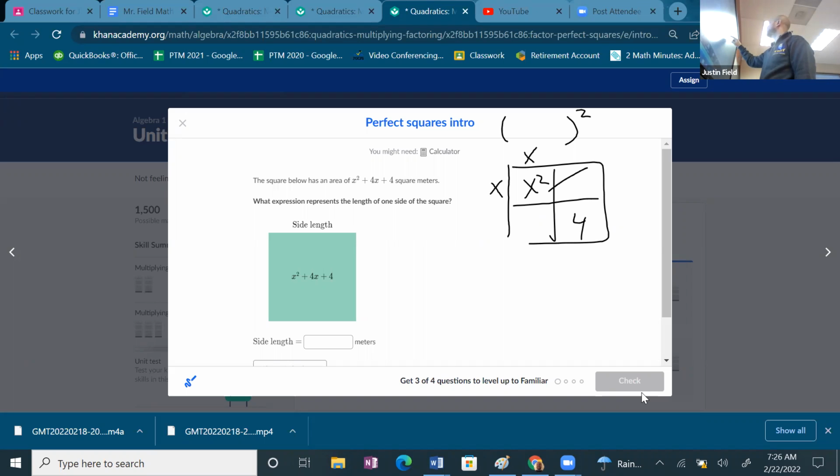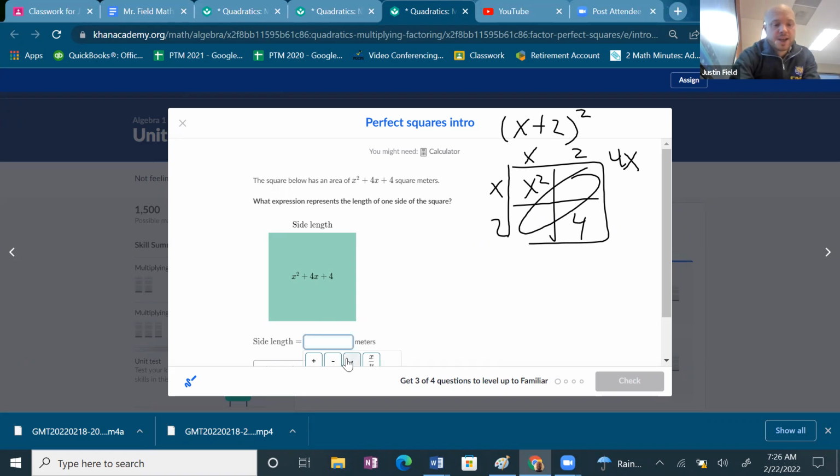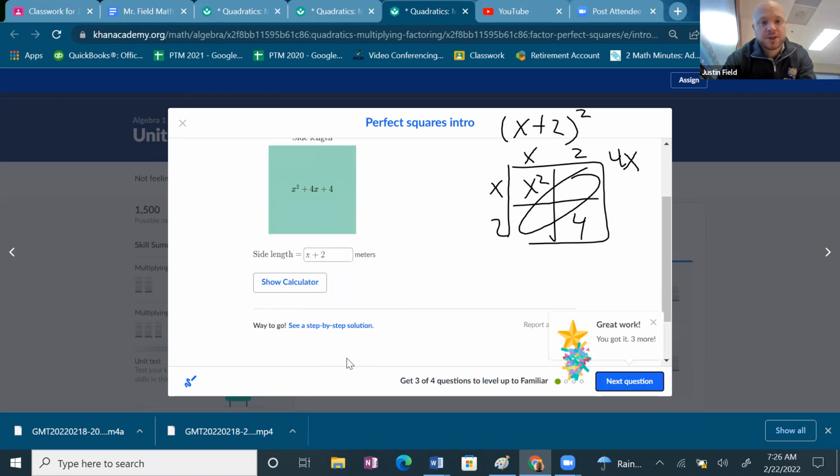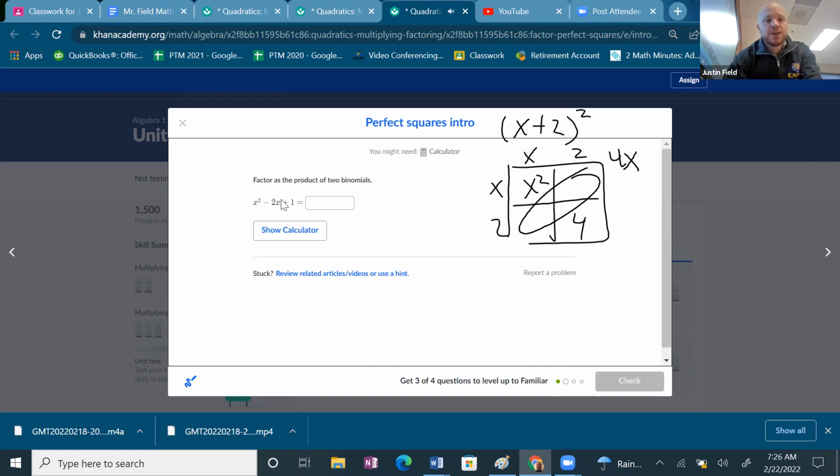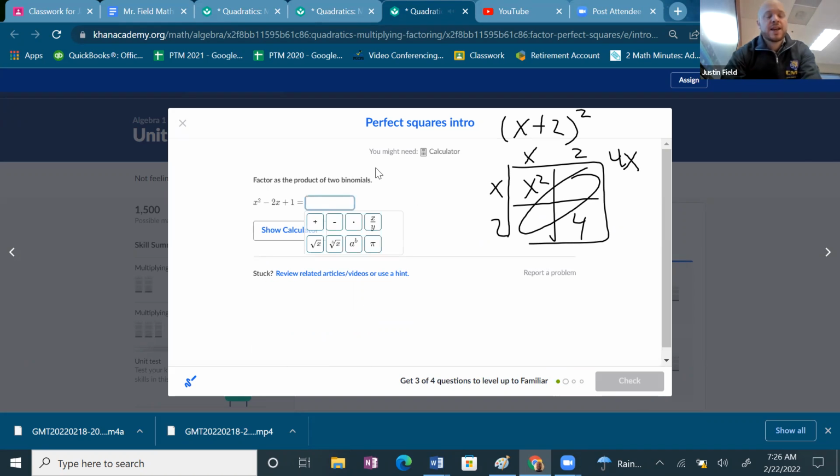And so we know that these two boxes add to 4x. So that's got to be 2. So this thing factors into x plus 2 times x plus 2. So what's the side length of the square? x plus 2. All right, so you see that all of these factor into the same thing twice. And so what is that thing? That is the perfect square of the C term.